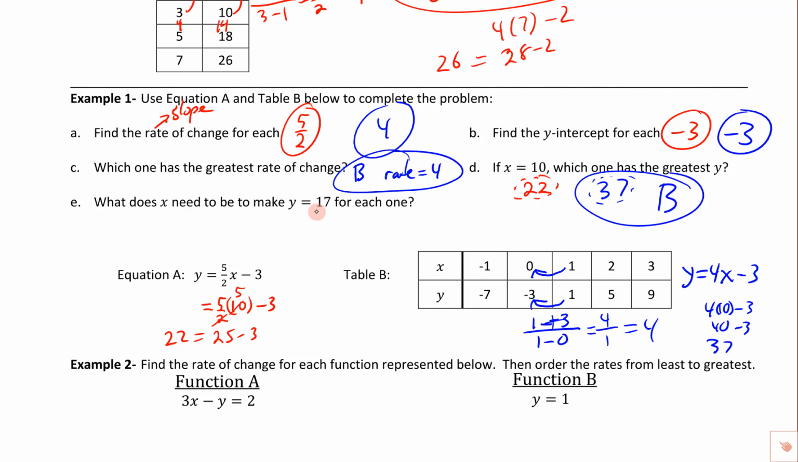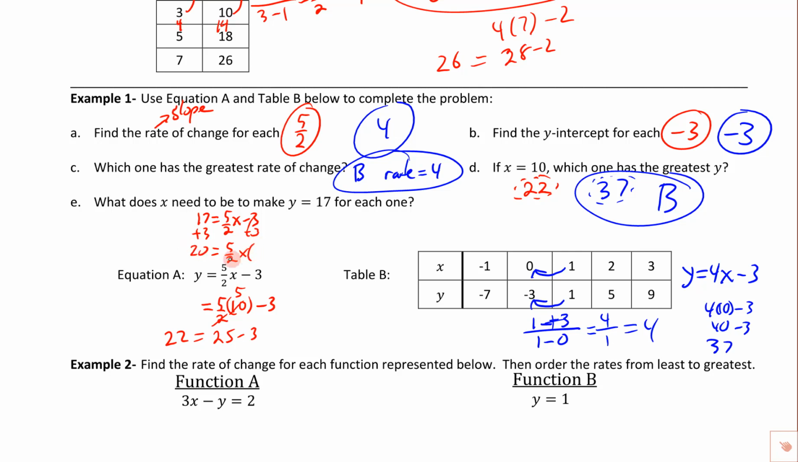So on this one, we're going to put a 17 right there. So we're going to say 17 equals 5/2 x minus 3. And then we'll go ahead and solve that. So I'm going to add 3 to both sides. Those are going to cancel. I get 5/2 x equals 20.